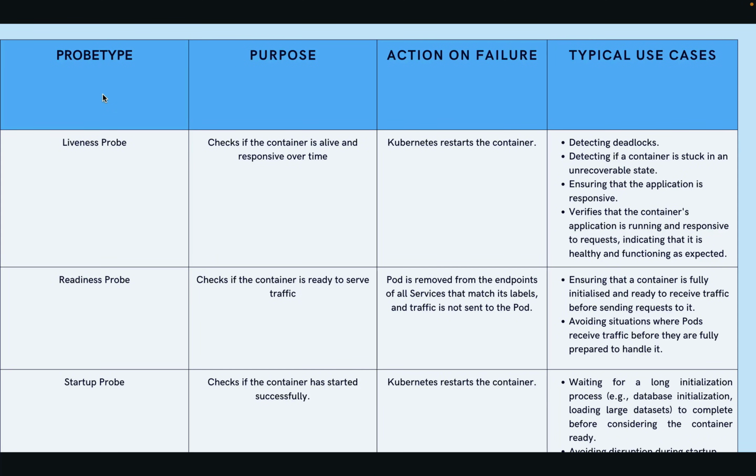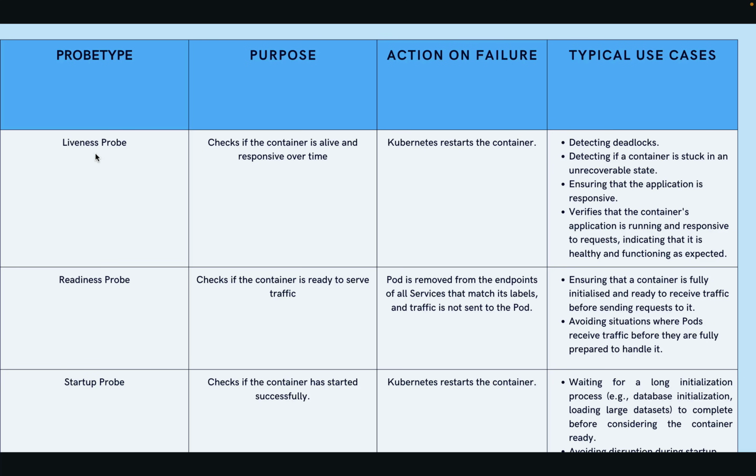Welcome back. In this, we are going to understand probing in Kubernetes. What exactly does probing mean here in Kubernetes? Probing is a mechanism used to determine the health of the container. And for that, we have three types of probing. One is the Liveness Probe, the other one is the Readiness Probe, and the third one is the Startup Probe.